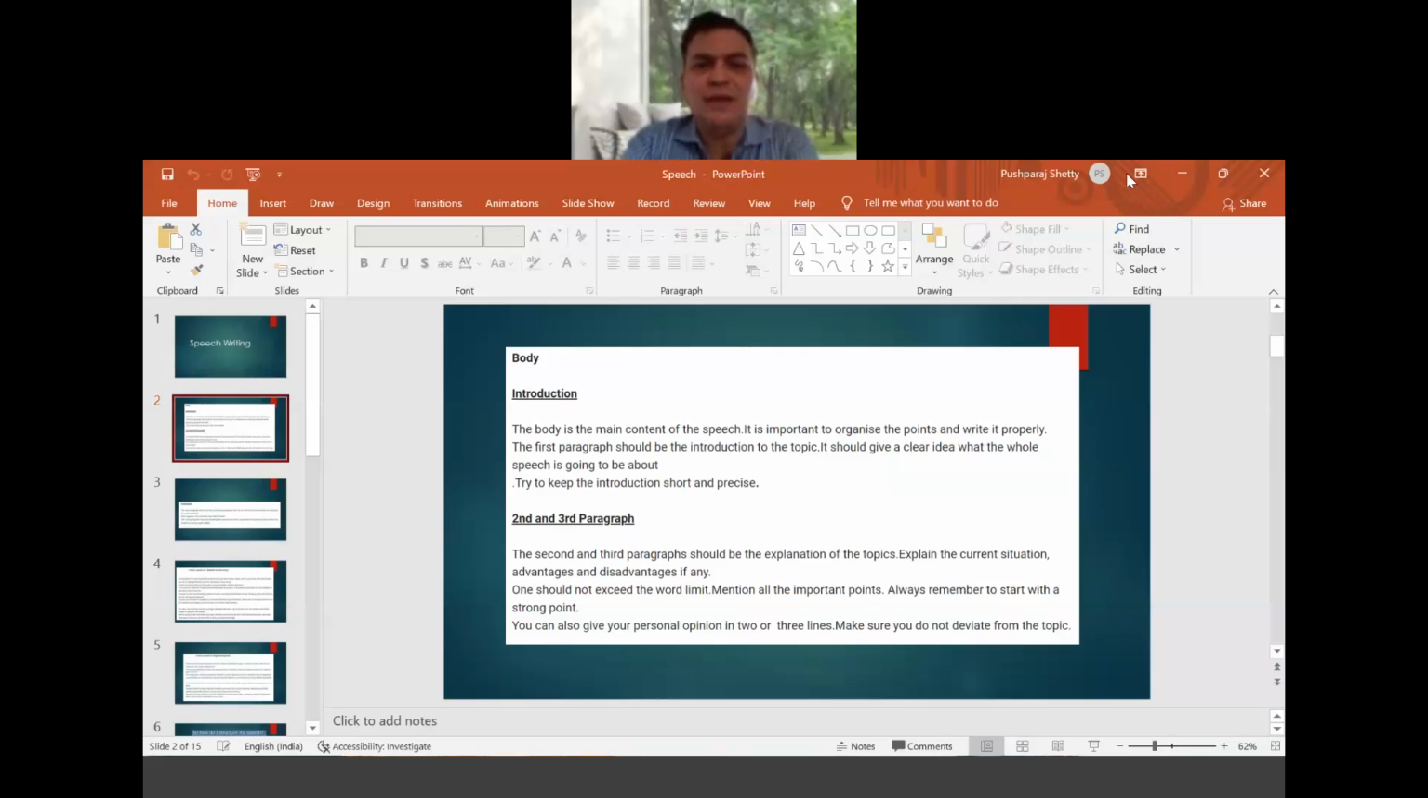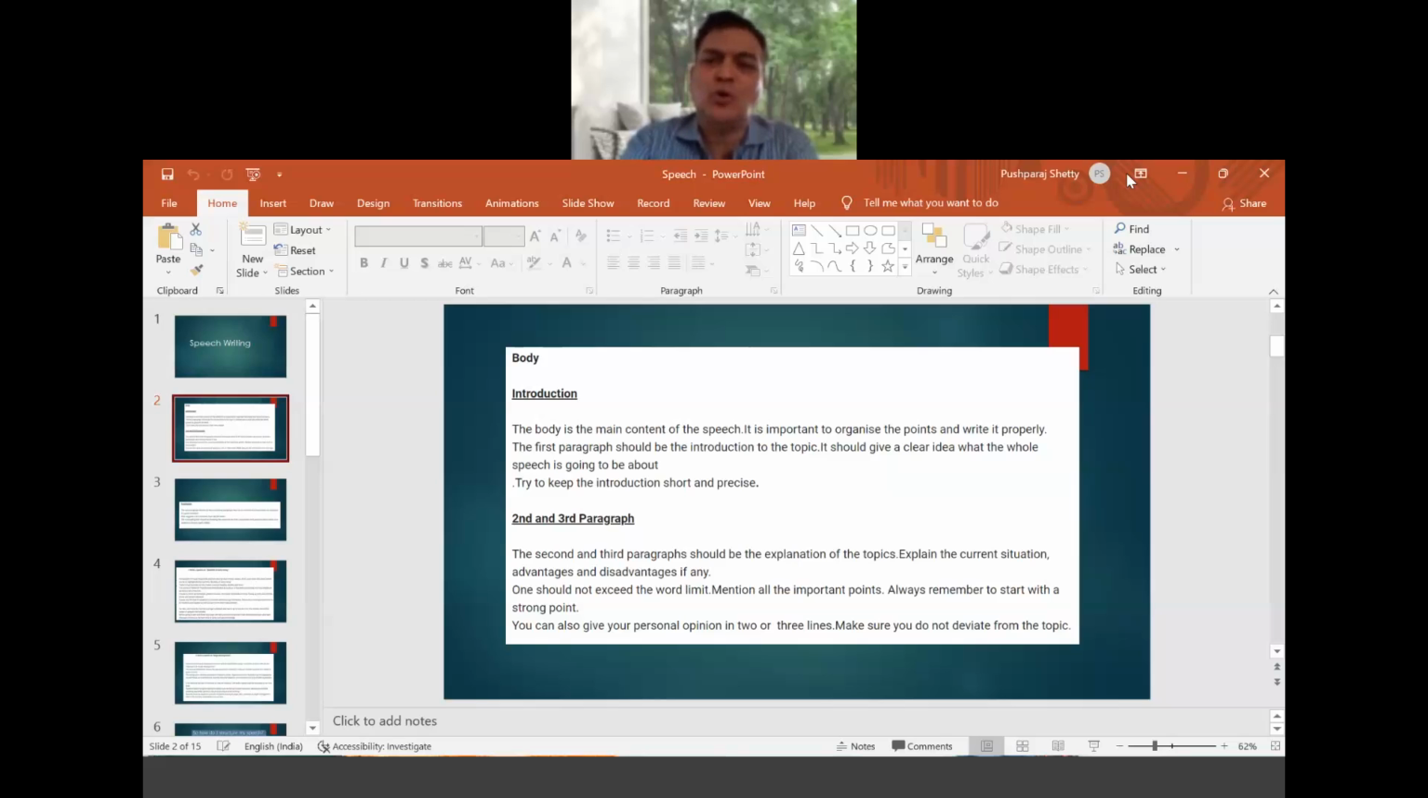The body is the main content of the speech. At the beginning it will be the introduction. Then you can have 2 to 3 paragraphs where you can expand on what you want to speak on, and the last paragraph will be the concluding paragraph. So at the beginning the introduction, then 2 to 3 body paragraphs where you can explain the topic, and the last one for the conclusion.